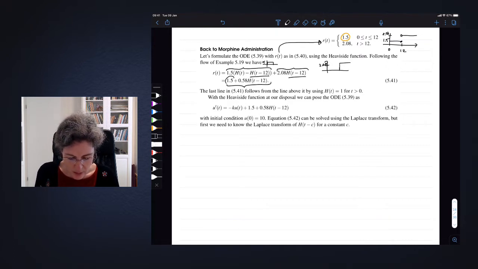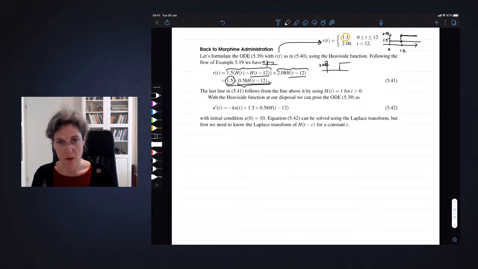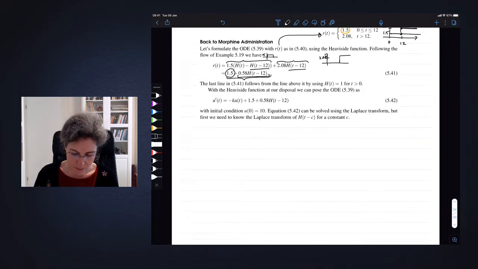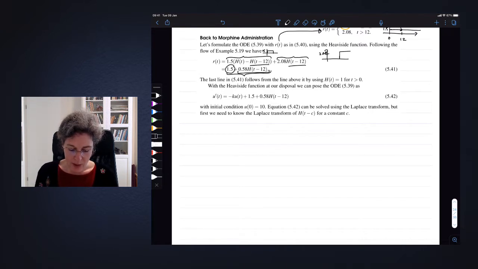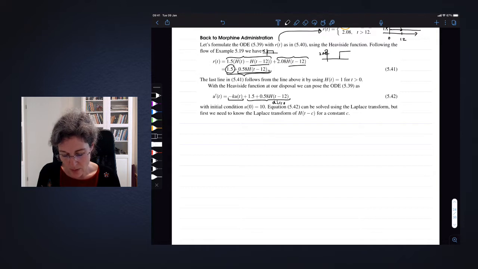So here is kind of a constant 1.5. So we're kind of imagining that we've got a constant 1.5 across over there, and then we've added on some extra after 12, time t equals 12. So two ways of looking at the same thing. So now we can put this into our differential equation modeling our morphine absorption. So not a lot has changed. Here we've got the rate at which morphine is leaving the system, and here is our rate at which morphine is being introduced to the system. And this is now our discontinuous forcing function.